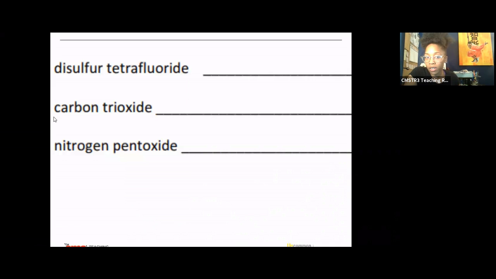This right here is called the mono rule. So with covalent compounds, you never put the prefix mono on the first element. You can put it on the second one, but you would never put mono on the first element in a covalent compound.